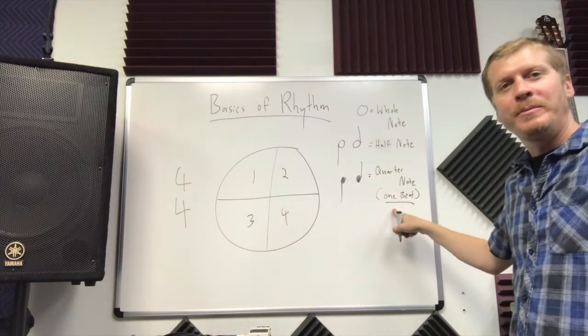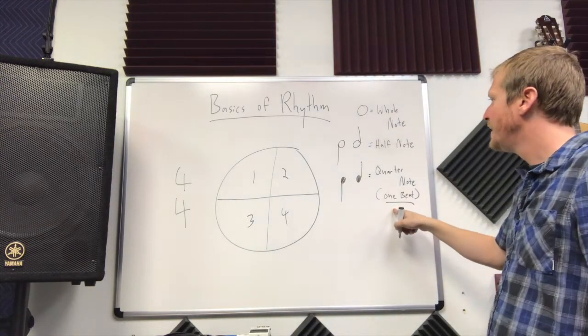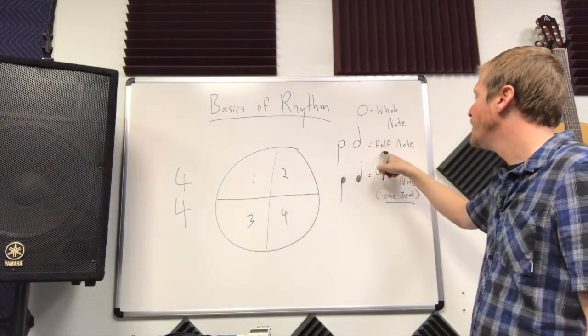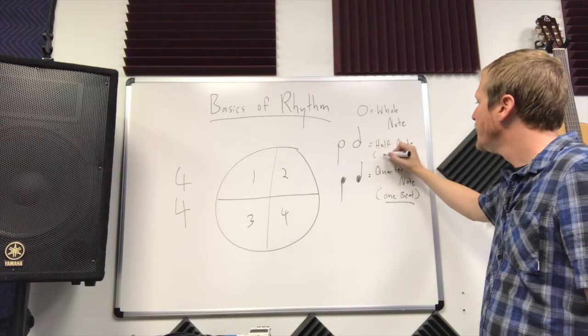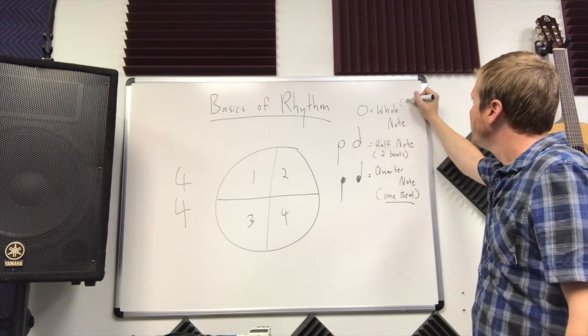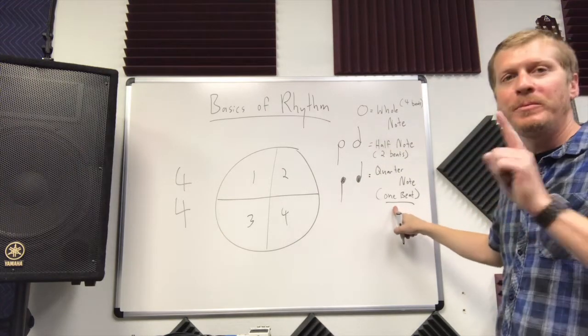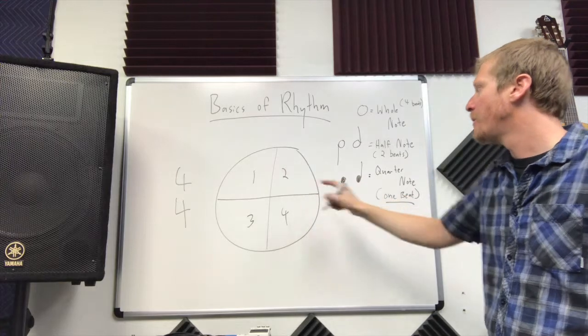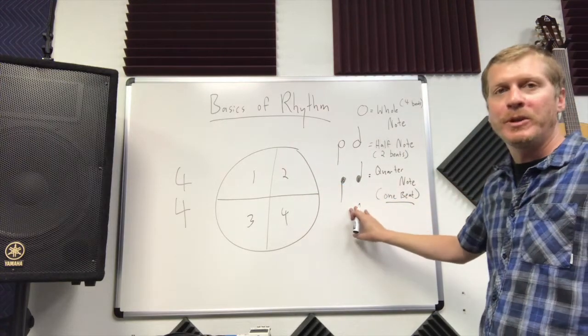If a quarter note is one beat, then that means 2 quarters equals a half note. So a half note is going to be 2 beats. And then a whole note is going to be 4 beats, because the quarter note is one beat. So that's kind of what we base all of our other rhythms off of. It's kind of the middle point.